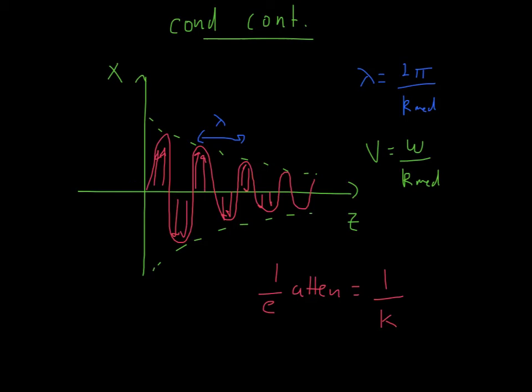All right, and once again we know what the solution looks like. This is going to be a damped traveling wave. This solution, we get a decaying wave if there's an imaginary part. And this is a repeat from the page before. The 1 over E attenuation is 1 over K. So it turns out our solutions for conductors and dielectrics are very similar, but for very different reasons.